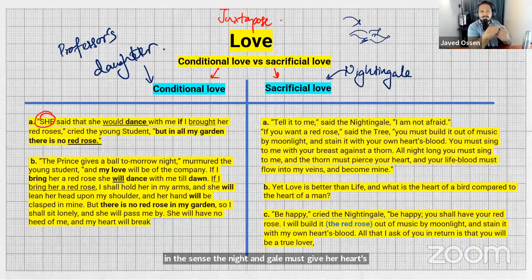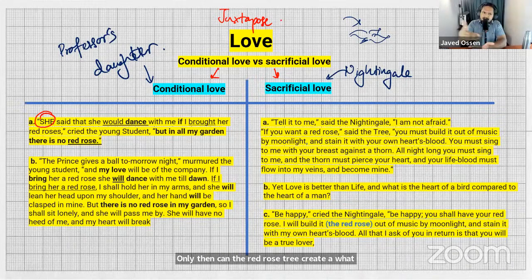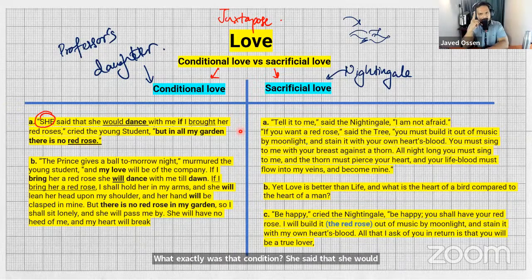Only then can the red rose tree create a what rose? A red rose. Why does the nightingale want a red rose? You might remember the young student faced a condition, right? There was a condition imposed by the professor's daughter. What exactly was that condition? She said that she would dance with me if I brought her red roses.